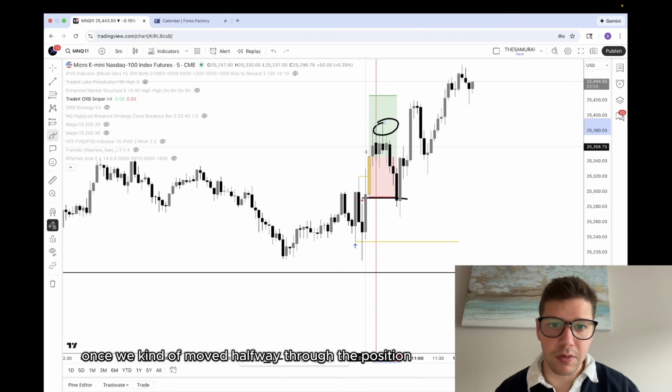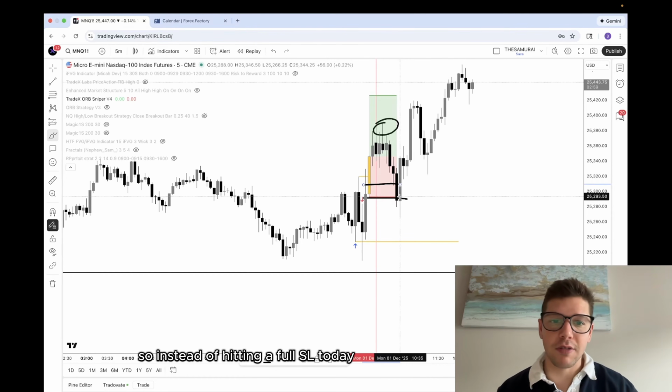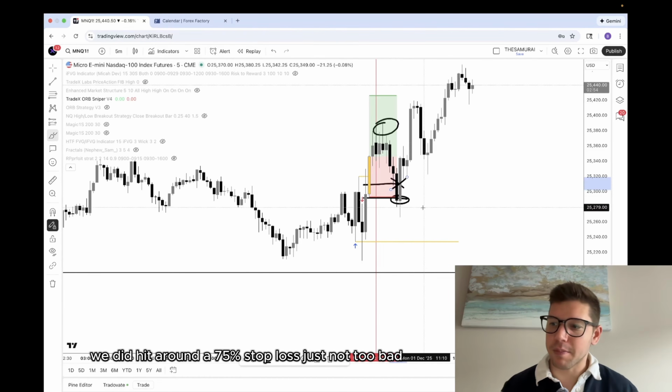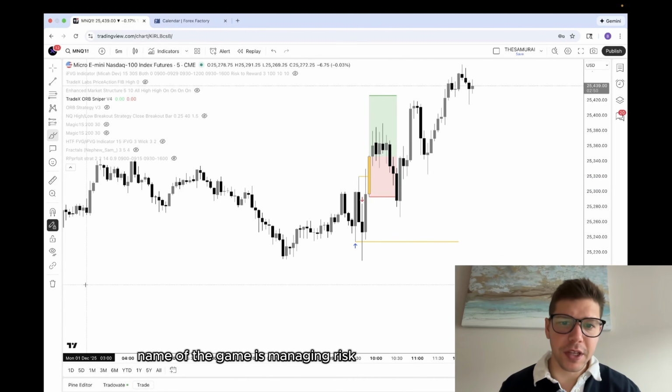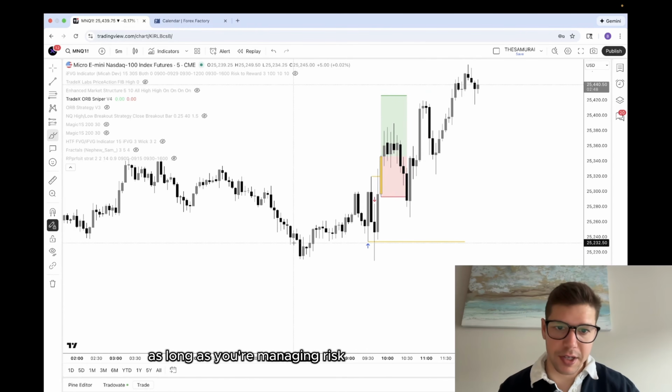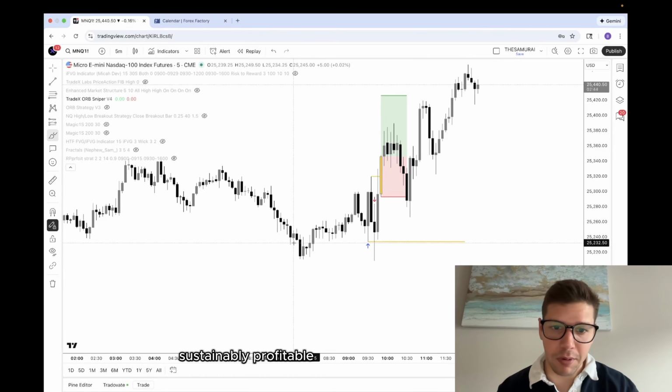And if you saw within my live trading reel, I didn't have my stops here. Once we moved halfway through the position, I started protecting about 25% of the way. So instead of hitting a full SL today, we did hit around a 75% stop loss, which is not too bad. Name of the game is managing risk. As long as you're managing risk, then over time you will be sustainably profitable.